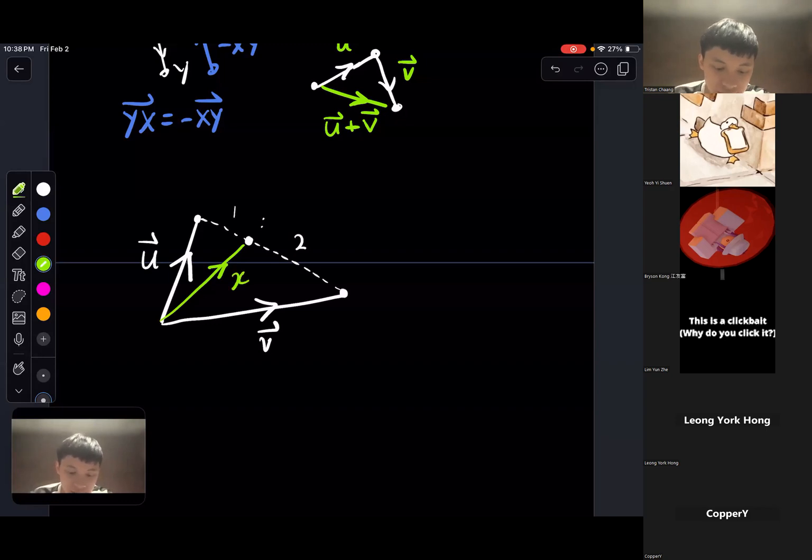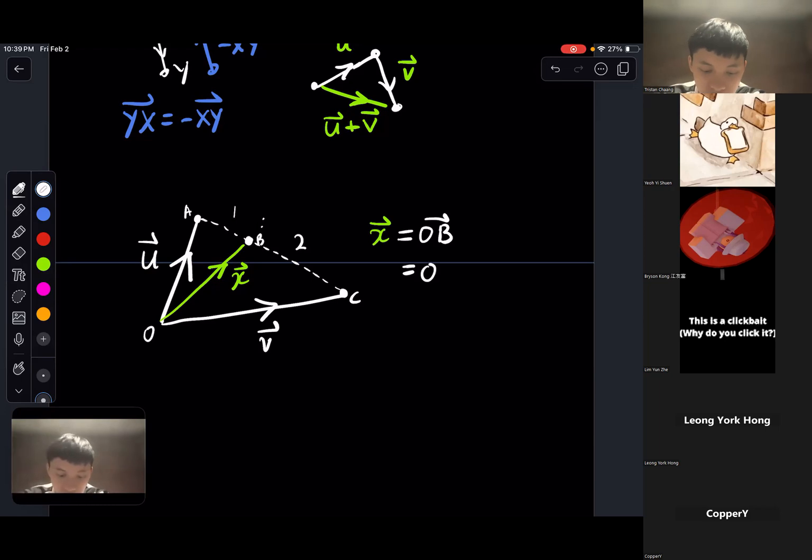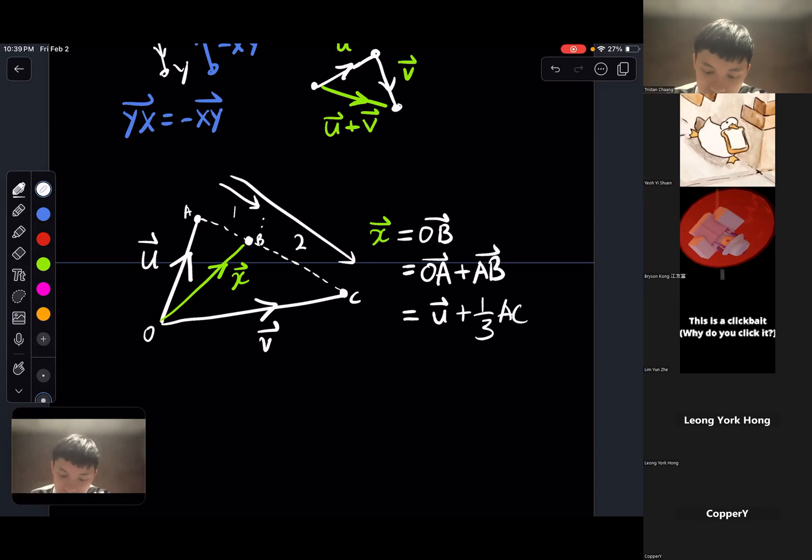Then this vector over here, we can let this be A, B, C, and O. It'll be OB. So how can I walk to OB? I can walk to A first, and then walk to B. A is something that we already have. We want to write X in terms of U and V. We can call it U right now, doesn't really matter. And AB is okay. AB is BC over 2, but let's write it in terms of something that has nothing to do with B. So we can write AB as 1/3 of AC.